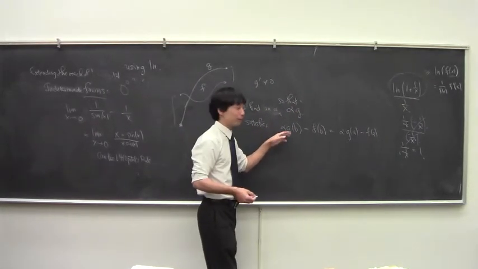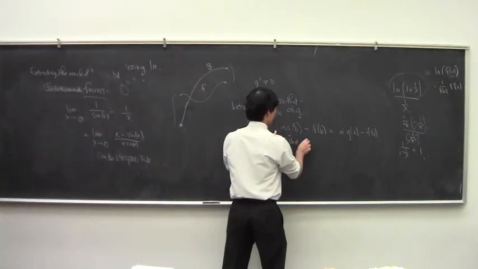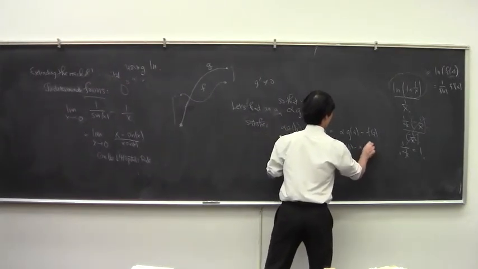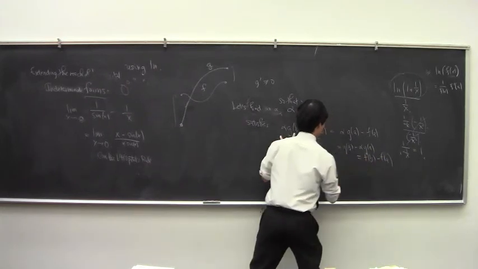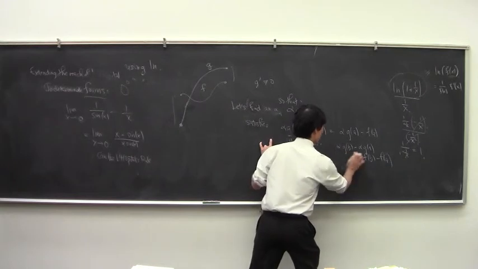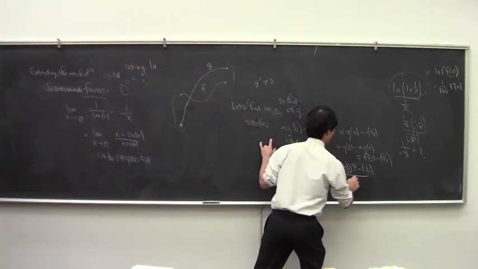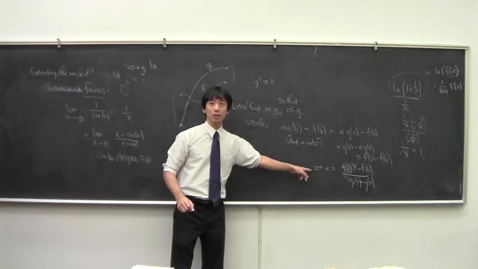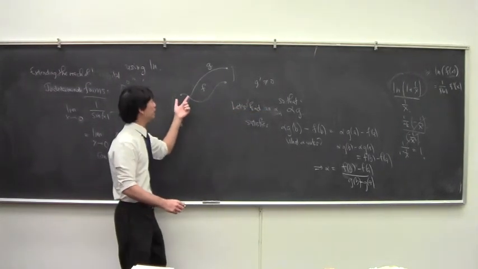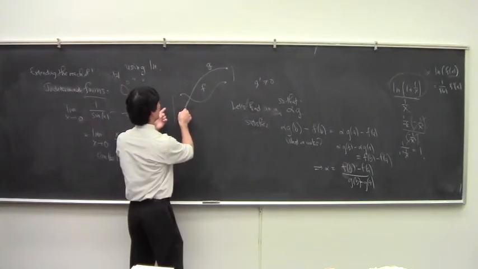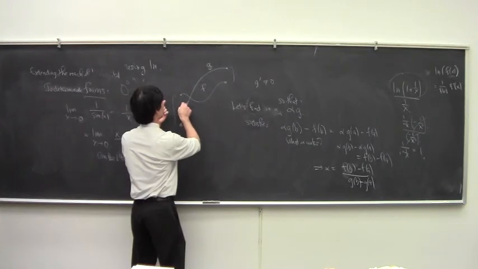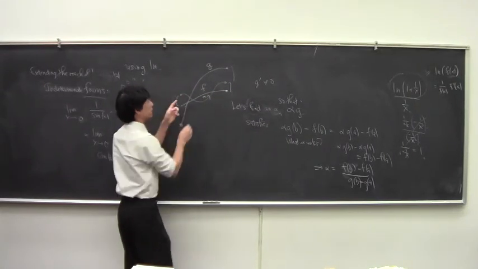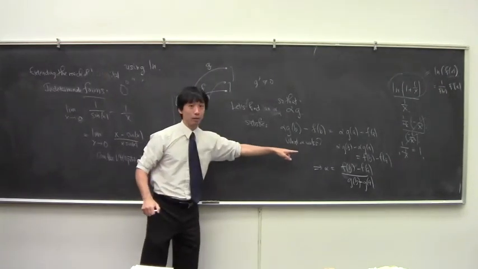What alpha works? Well, we know that alpha g of b minus alpha g of a equals f of b minus f of a. And so alpha is going to be f of b minus f of a over g of b minus g of a. That's the alpha that will work for us. If we multiply g by this alpha, I don't know what it looks like, but we end up with a function that starts and ends at the same distance from f.